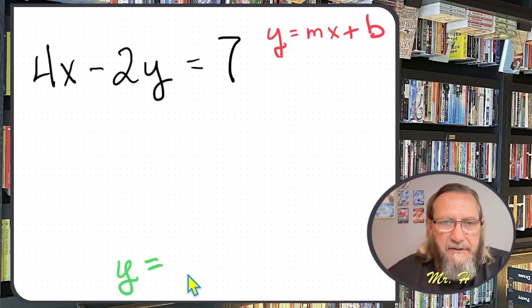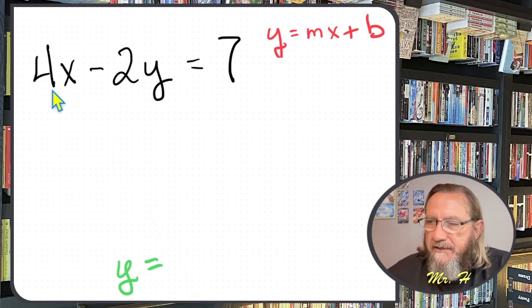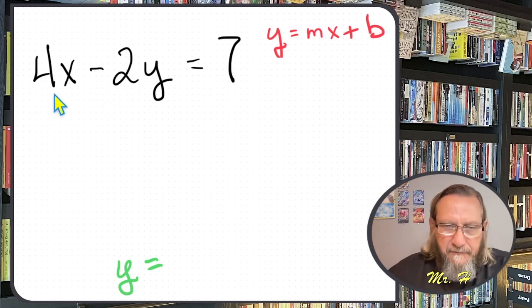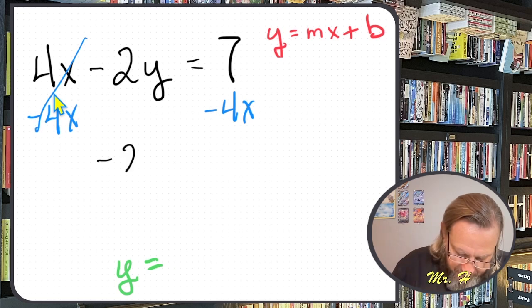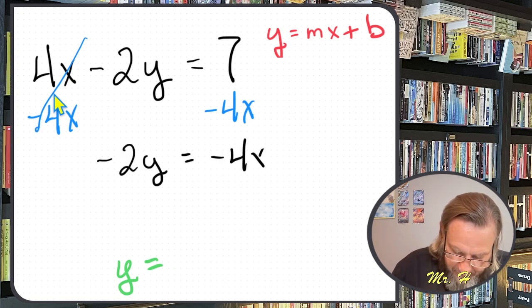Well, I have to take this 4x and get rid of it. I have to get rid of negative 2 as well. So let's subtract the 4x from both sides, like so. That's going to get rid of it from this side, and I'll be left with negative 2y equals negative 4x plus 7. Finish it off by dividing by negative 2.